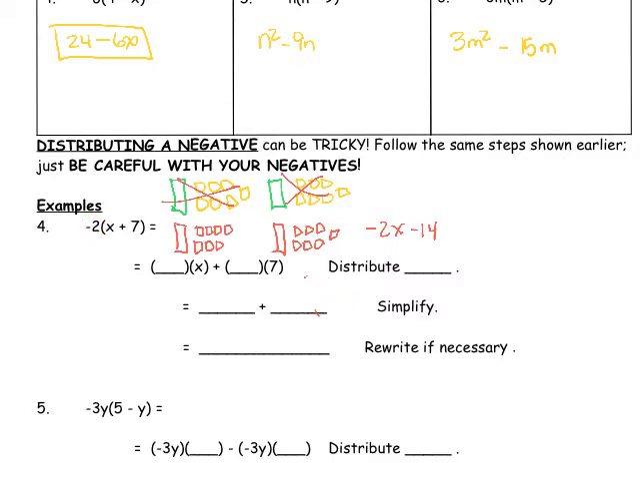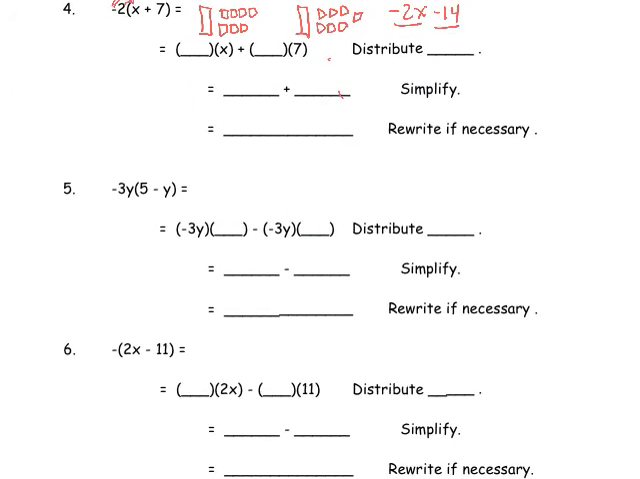And how does that work if I simply multiply it out? Negative 2 times x is negative 2x. Negative 2 times 7 is negative 14. Okay? Here they want you to just put the 5 and the negative y in here.